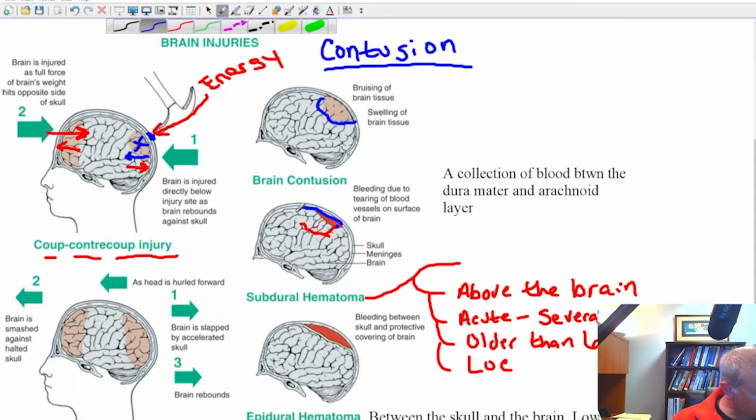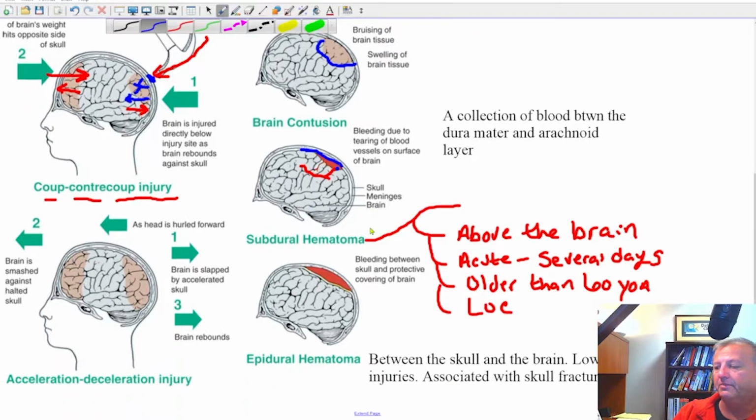I've got something to add to that in a second. And I will add it. I'll come back to it, because, anyway, I'll come back to what my thought was on that. So that's the subdural hematoma.